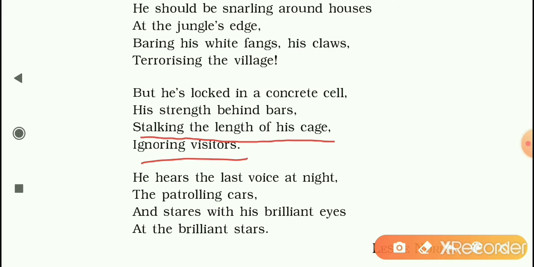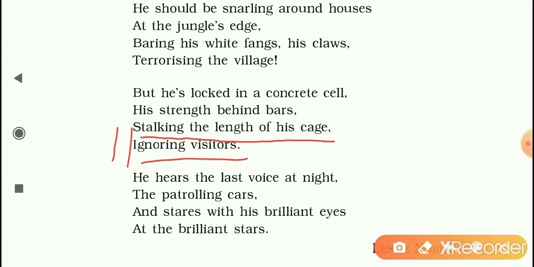He is not a show animal. But here he has been put into the cage, he has been put into the zoo. He has become a show animal, which he could not agree to, which he could not digest. So he is ignoring visitors because these human beings who are going there to visit the tiger, if the tiger was living in a natural habitat, the people would be so scared that they would never willingly go near him.